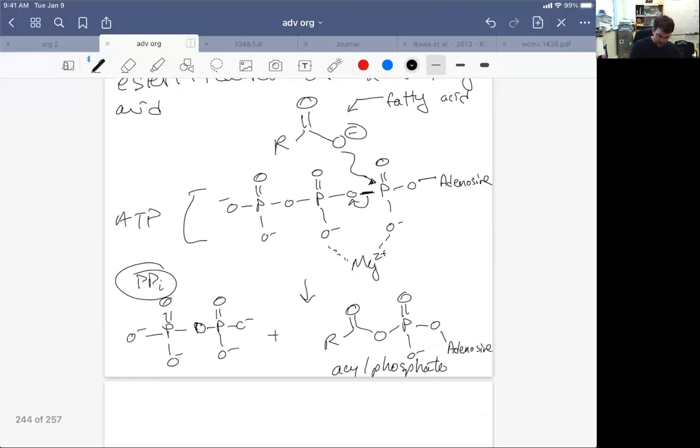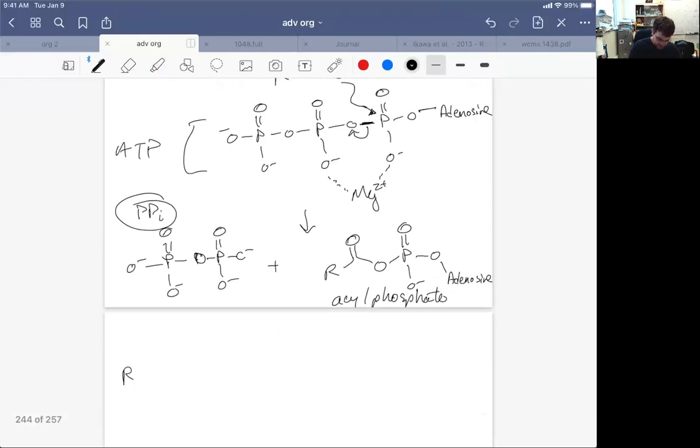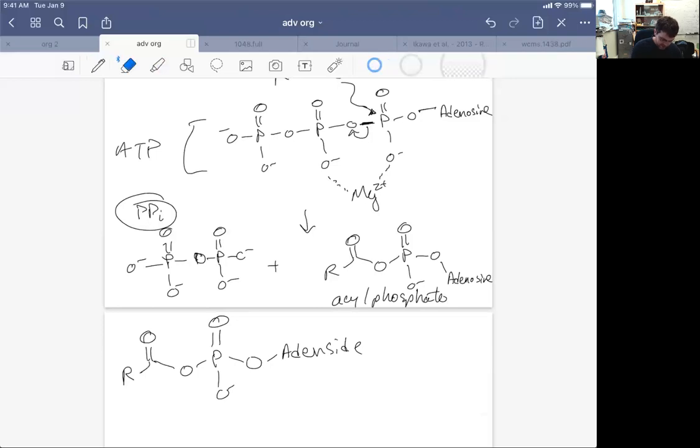And so what we can do is we can take our acyl phosphate. And I really want to call this adenylation, which is what happens when you make polypeptides with the amino acids, but I won't, just in case I'm wrong about the nomenclature. Although adenosine.